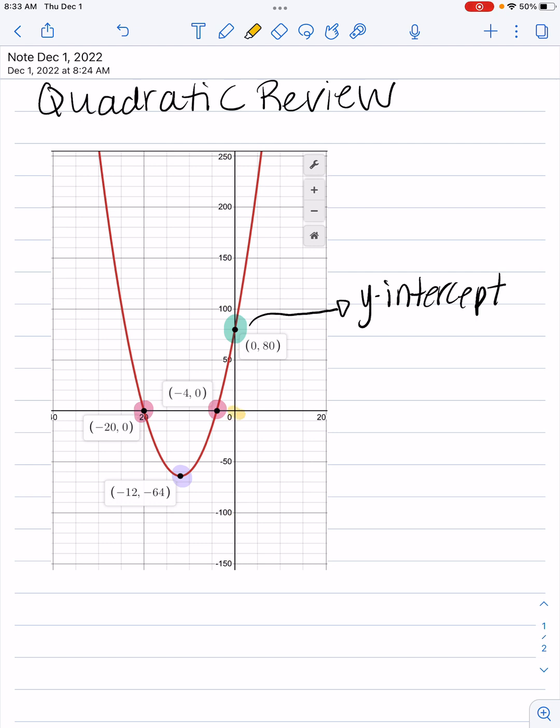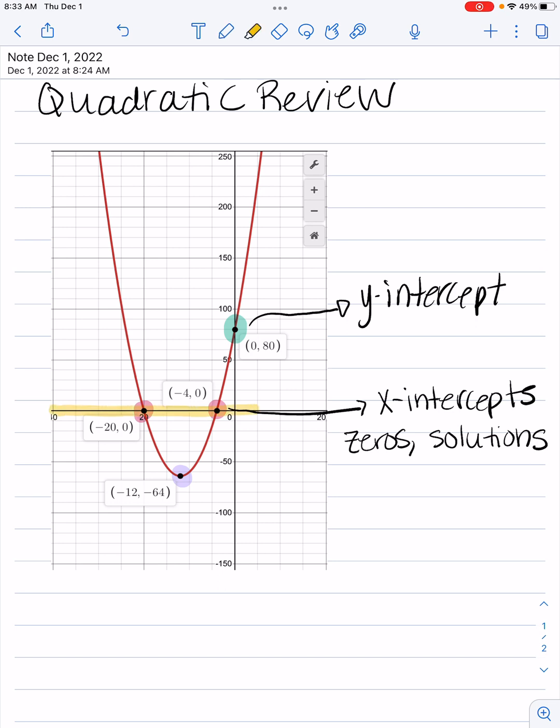The second component are the 2 red dots here. We have 2 of them. There's one at -4, 0 and one at -20, 0. These are the x-intercepts. You should be familiar with the word zeros, solutions. We've used a lot of different words when it comes to the x-intercepts, but they are the x-intercepts because this is where the line crosses on the x-axis.